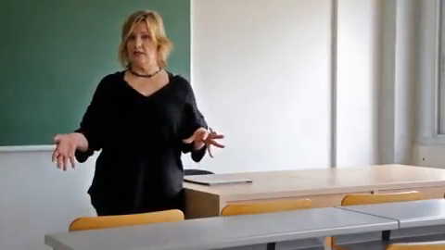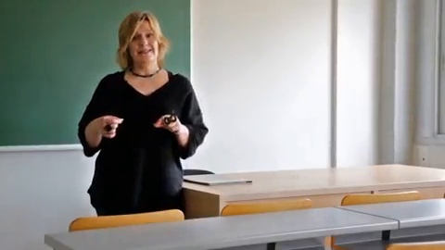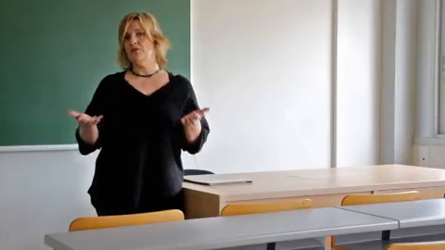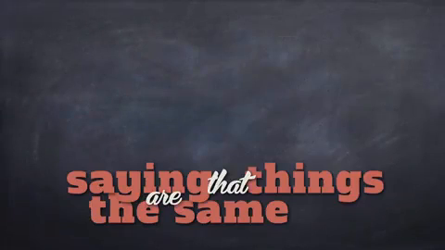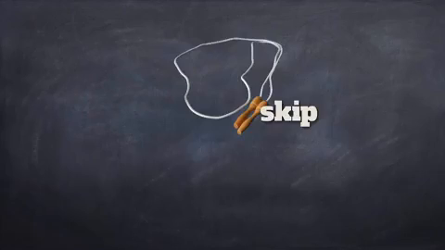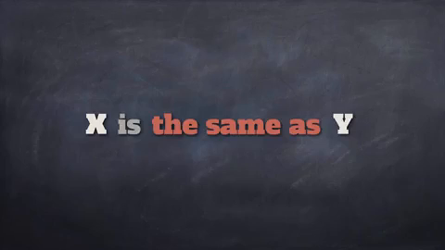Let's start by taking a look at the easiest comparative structure, at least grammatically speaking. Let's see what we say when we mean that two things are the same. Well, one decent option in this case is to skip the whole comparative structure and use the expression the same as. X is the same as Y.